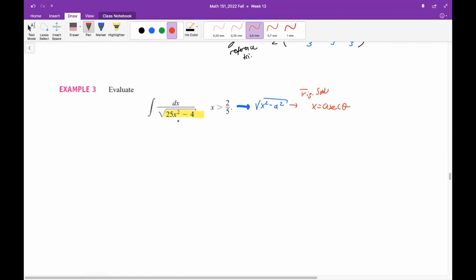But you should be careful about something, because in your function here, instead of just x, you have 5x squared, right? So let's try to match things. If you have x squared minus a squared, then instead of x, what do you do here? You just put 5x, right? That's why this will be used for the trigonometric substitution. By the way, what is a here? It is 2 squared, so a is 2. Let's insert the value for a here: 2 times secant theta.